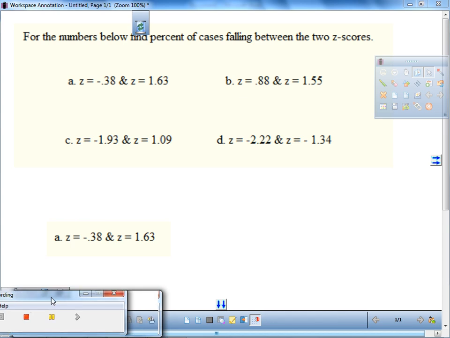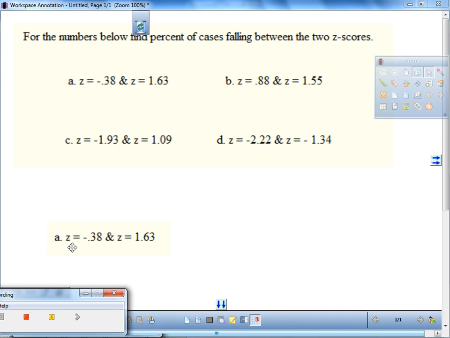Alright, now in these problems, this is when we have z-values and we want to know the percentage, or the probability of picking something that comes between the two values. Or if we want to look at a middle range. So we're looking at a range here.